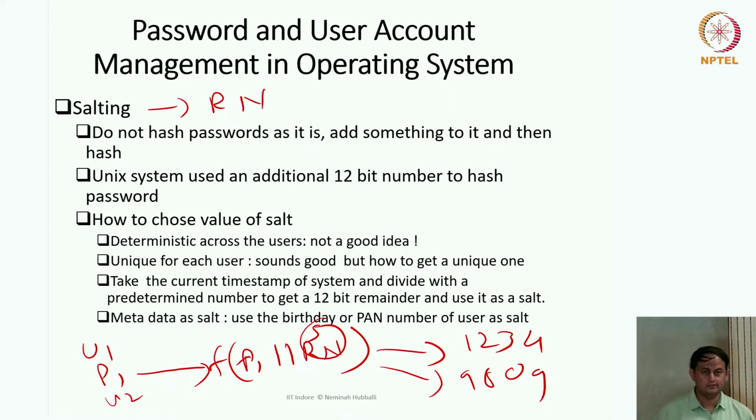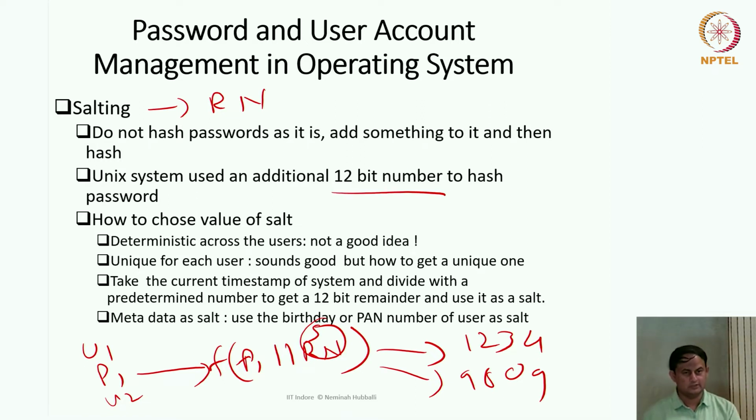Now the question is, how do we generate this random number? There are a lot of good random number generation functions. The way they operate is, you take a reference clock value, the current time, give it to some other function, do some mathematical operations and derive some number. That number is used as a random number. That is exactly the salt value. The earlier versions of Unix systems used 12-bit such random numbers.